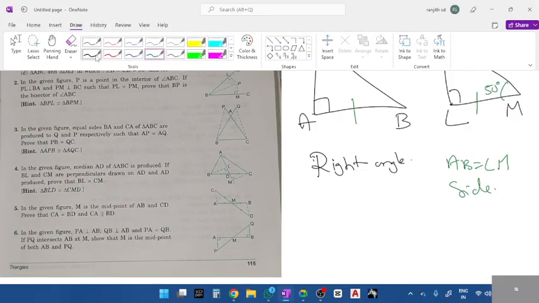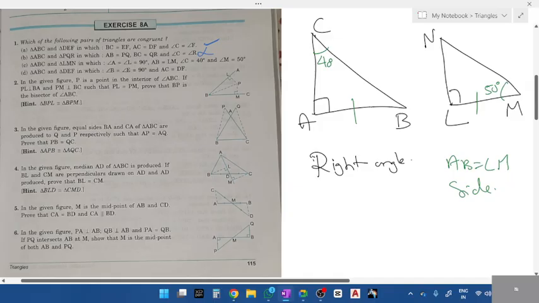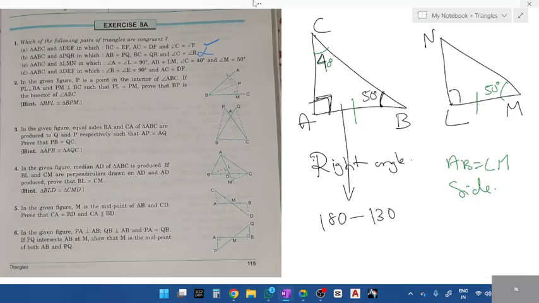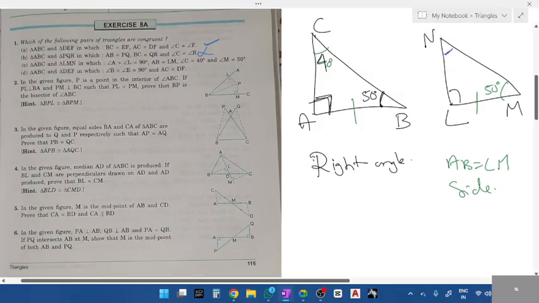Look at the first triangle. Don't write anything. Concentrate here. Look at the first triangle. Angle A is 90 degrees. Angle C is 40. Then what will be the value of angle B? Apply the sum of interior angles concept. 180 minus 90 is 90, minus 40 is 50. B is 50. Yes, 50. Next, for LMN, find the value of N, students. Find the value of N.